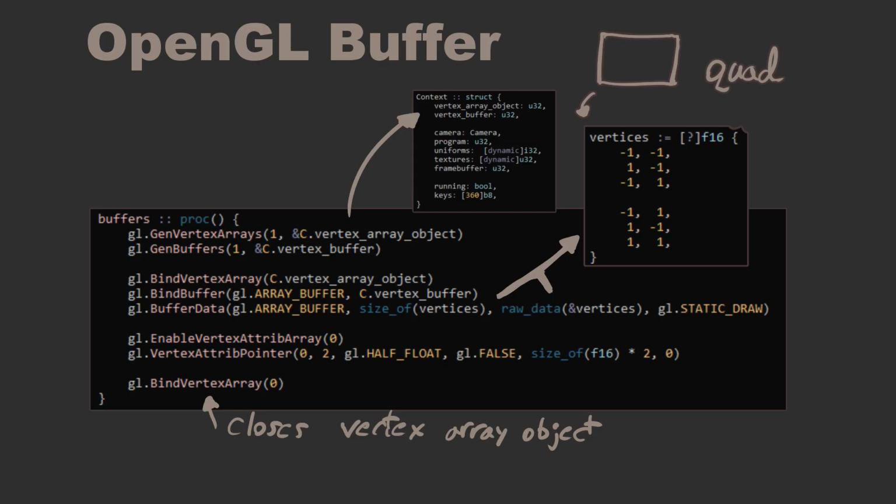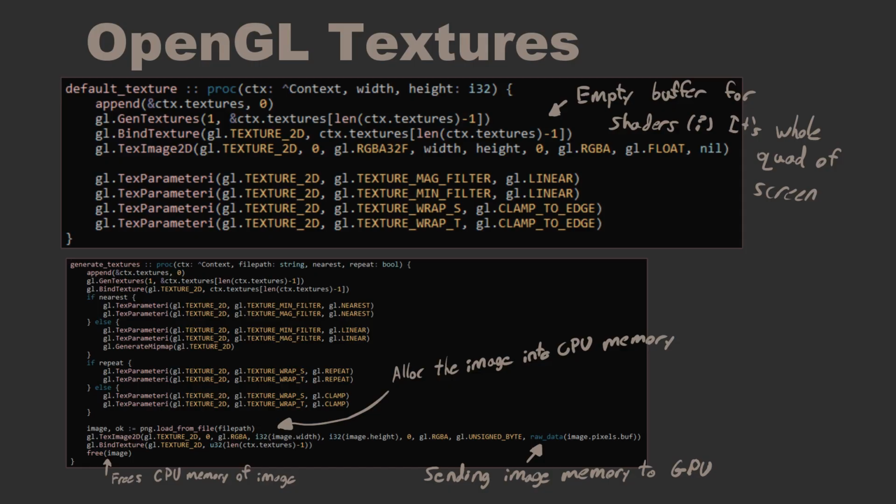OpenGL buffers. Vertices is just a quad making up the whole screen space of the window. Vertex array object, or VAO, is the whole container of the vertex buffer object. You can have multiple buffers controlling the vertex color or anything else you want tied to the locations in your shaders. Vertex buffer object, or VBO, is the memory setup for OpenGL and passing the data from the CPU to the GPU.